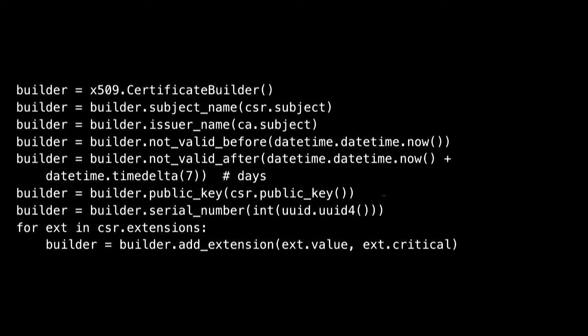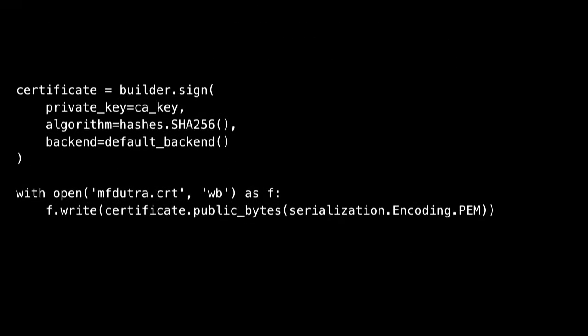Extensions. In that case, I'm just iterating the extensions from the CSR, and I'm adding those extensions to the certificate. Of course, you never do that in real life, so you need to do some sort of validation before actually doing that. So scrolling down, the last thing, and probably the most important, is actually signing the certificate. So builder.sign, the private key that I'm signing the certificate with is obviously the CA's. The hash that I'm using is SHA-256. As I said, don't use SHA-1 anymore.